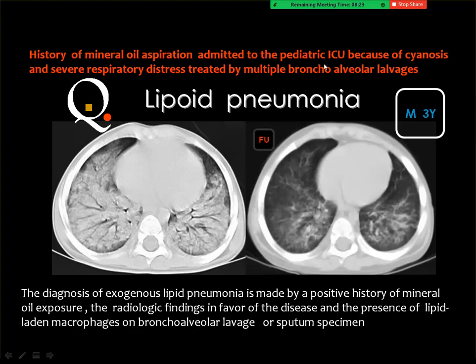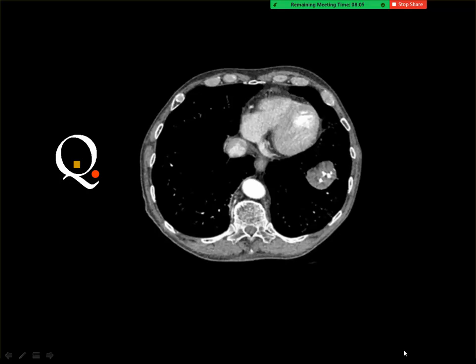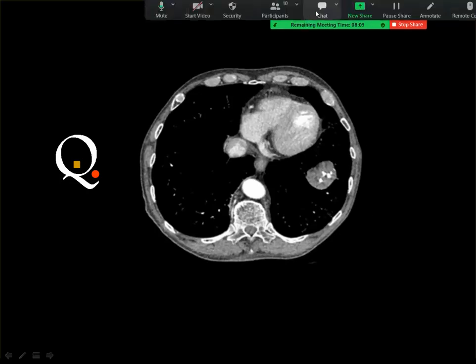Actually, this is a usual type of pneumonia, and you cannot reach the diagnosis of lipoid pneumonia unless you have this positive history of aspiration of mineral oil or the use of suppositories containing mineral oil or something like this. But if you are not provided with such a history, you are allowed to diagnose this as bilateral pulmonary infections. Next case.